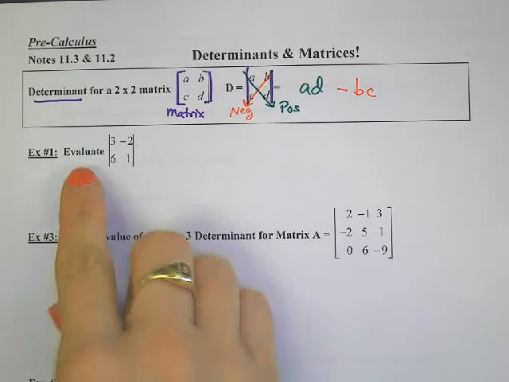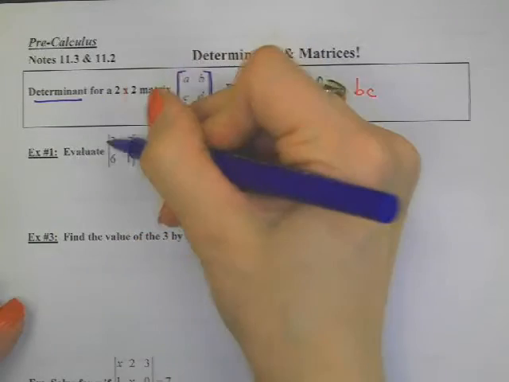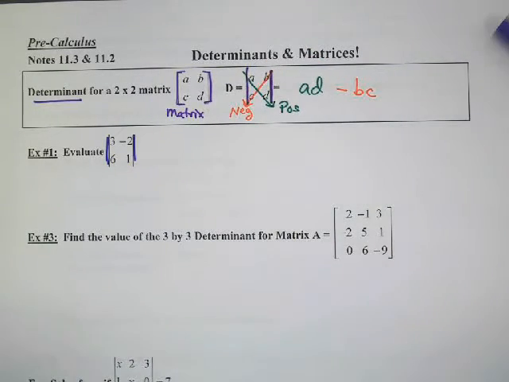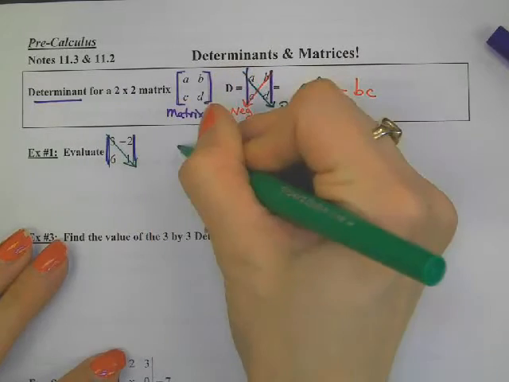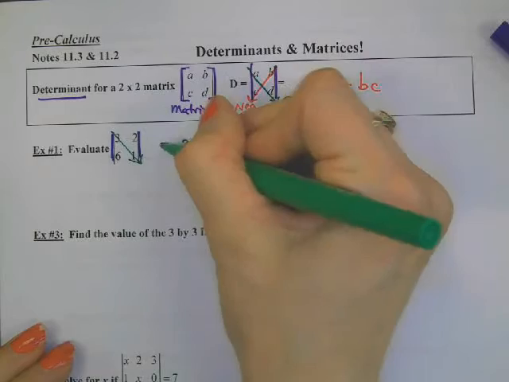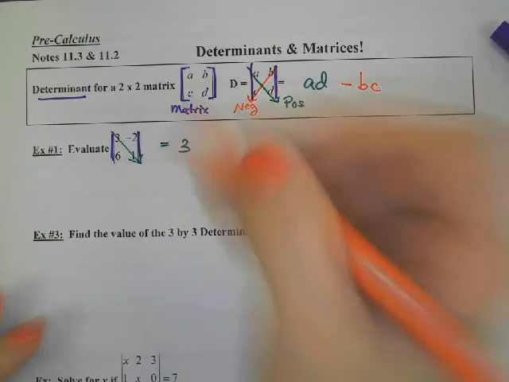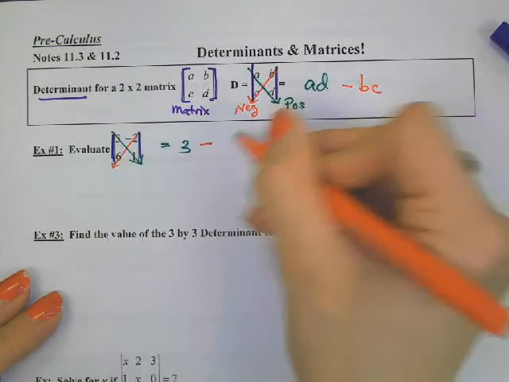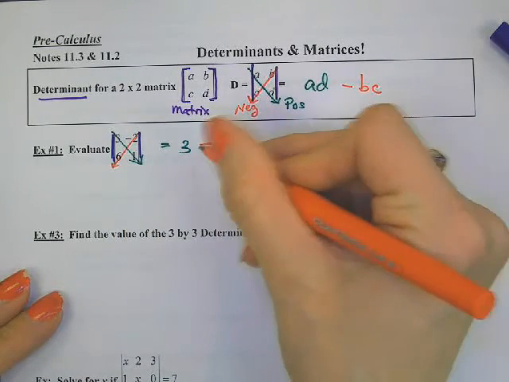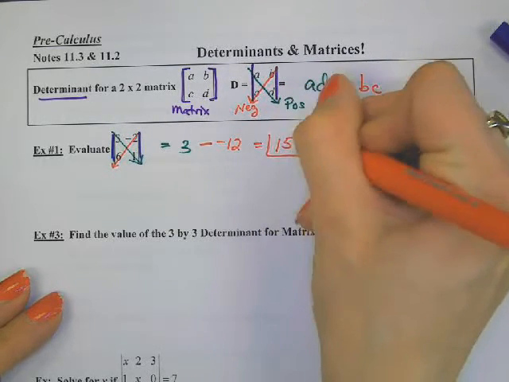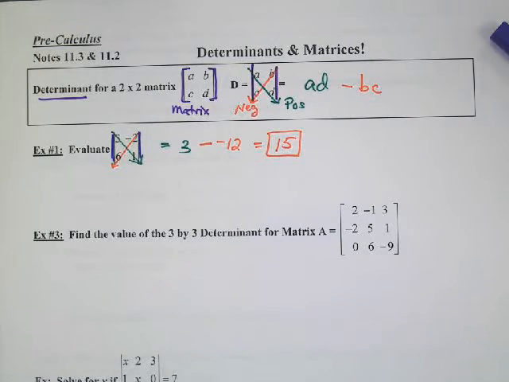All right, let's try one. It says evaluate, and I noticed that there are bars on this, so that means they want us to do a determinant. So let's go down, down, down to the right. 3 times 1 is 3. And anytime we go down, down, down to the left, we're going to have to subtract. So let's subtract this value right here, which is negative 12. So we have 3 minus negative 12, which gives us 15. 15 is the value that represents the determinant of that 2 by 2 matrix.